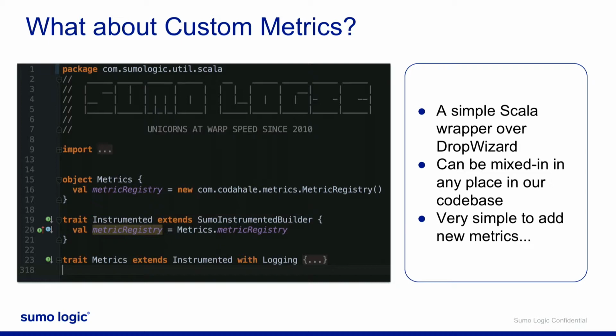So in order to do that, we have a simple Scala wrapper over a Dropwizard library that can be mixed into any place in our code base so that we have a very, very simple way to add those metrics. This is very crucial to the success of any custom metrics because if engineers want to use that, they can literally do it in like 3 minutes for any custom measurement they need.